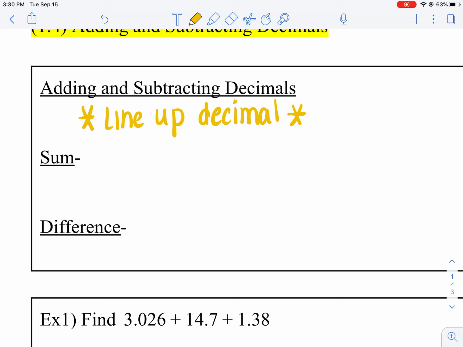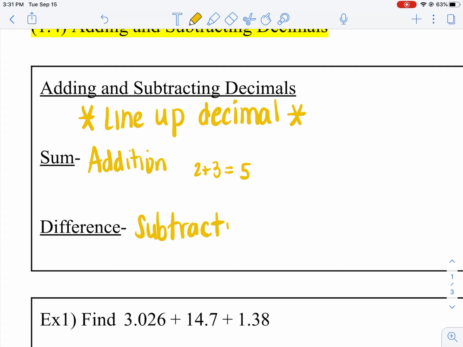We also have the words sum and difference. Sum and difference are fancy words for addition and subtraction. So you might see these in a word problem or in a sentence. Sum is a fancy word for addition. They might say, what is the sum of 2 and 3? And that would be 2 plus 3, which is 5. And difference is fancy for subtraction. So they might say, what is the difference between 5 and 1? And you would subtract and you get 4.